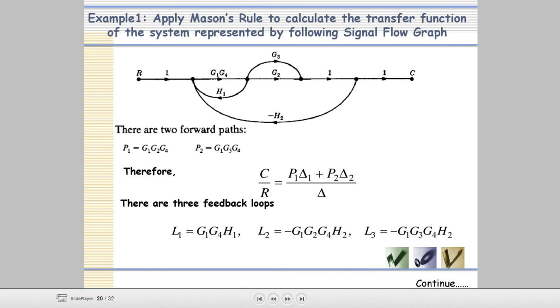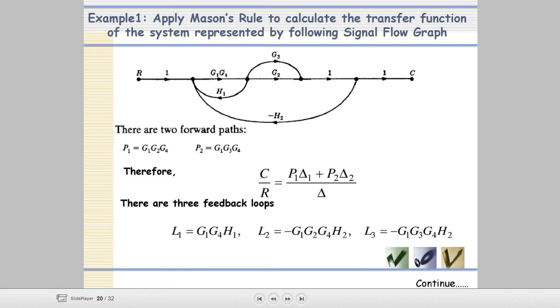The second forward path will be like this. So the gain will be 1 into G1 into G4 into G3 into 1 into 1, that is G1, G3, G4. Our first step is over, to calculate the forward paths.